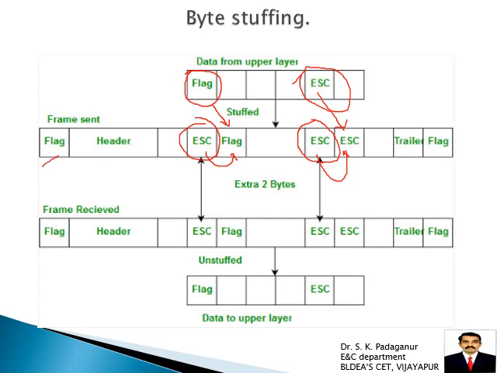The start and end of any frame should be the flag. So the flag is here, the flag is here. The problem arises whenever it finds a flag byte in the middle of the data, then it thinks it's the end of the frame, but it is not the end. It is a part of the data. So in order to overcome that, we are adding an escape character before each such flag.